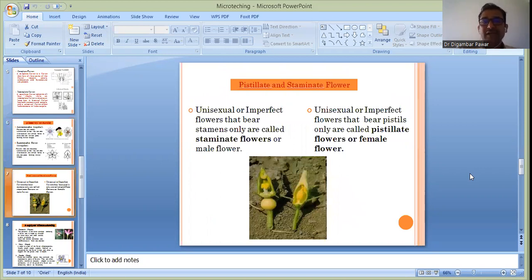Then the pistillate and staminate flowers, also called female and male flowers. Pistillate flowers are flowers that bear pistils, also known as female flowers. And if the flower bears stamens, the flower is called staminate or male. Here you can see the image. In the first image, the stamens are present in these flowers, so it is called a staminate or male flower. Here you can see the carpels are present in these flowers, so pistils are present. Therefore, it is called a pistillate or female flower.